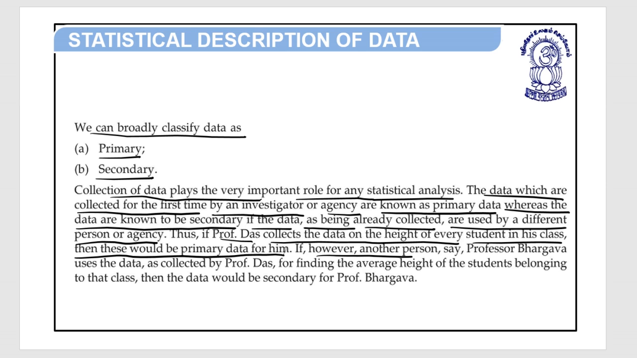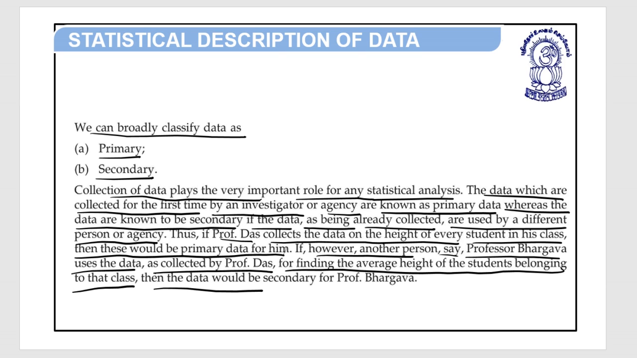Okay. If however another person, say Professor Bhargava, uses the data as collected by Professor Das for finding the average height of the students belonging to that class, then the data would be secondary for Professor Bhargava, because that is already taken by Professor Das. Okay. So that data is called the secondary data. If any data being already collected or used by another person, then that's called the secondary data.